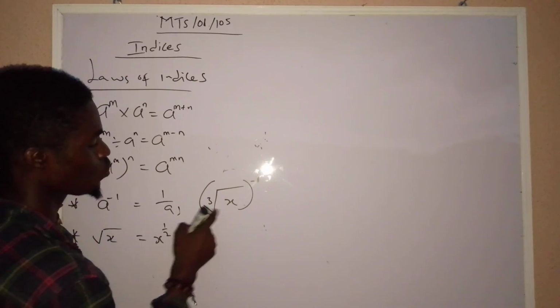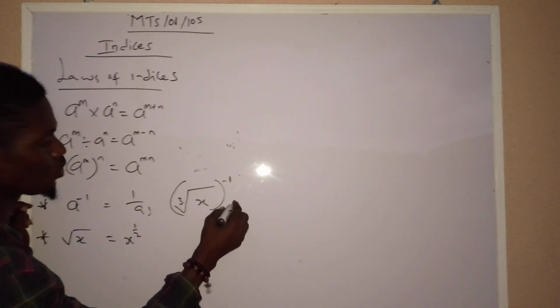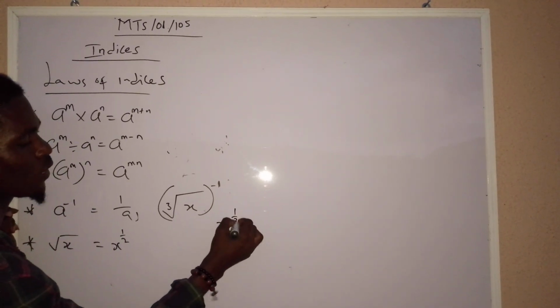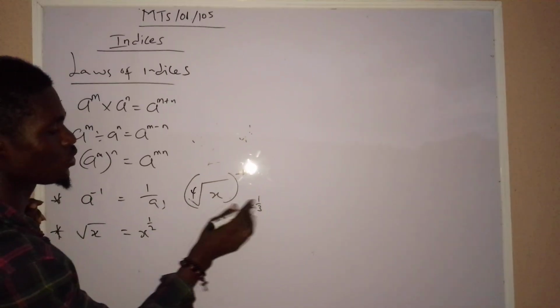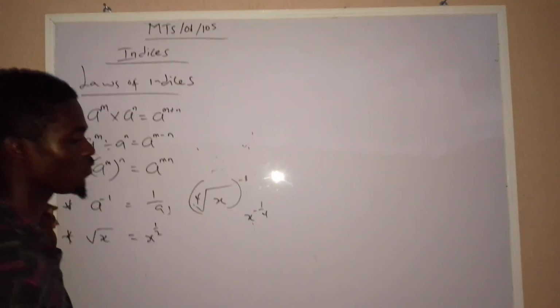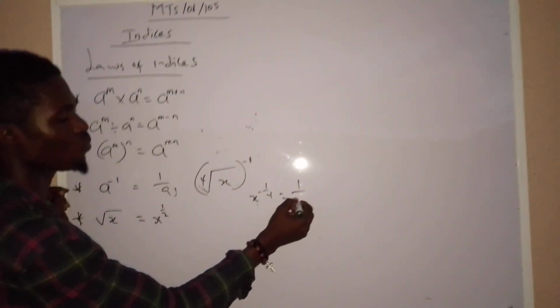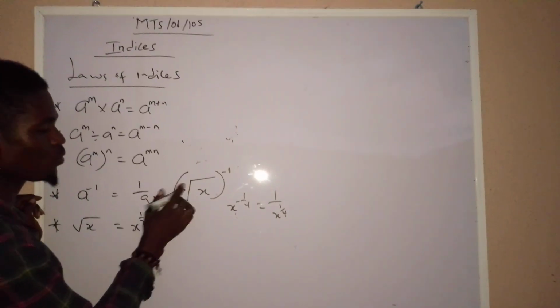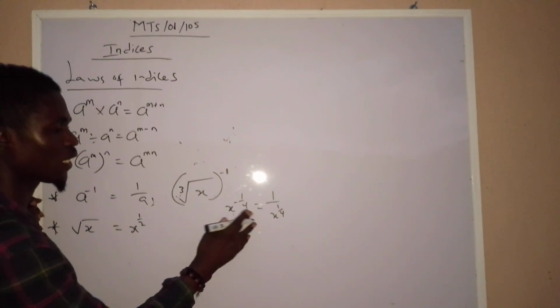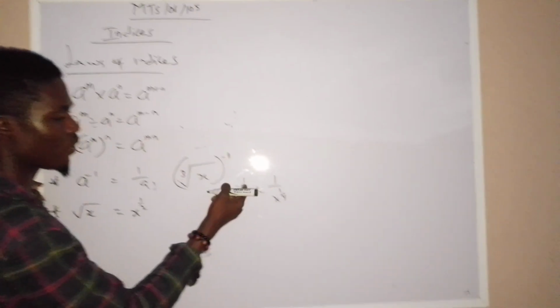So this one is going to be x raised to power minus 1 over 3 because of the negative that is here. What if I put 4 here? x raised to power minus 1 over 4, which is also the same thing as 1 over x raised to power 4. You understand? If I put 3 here, I'm just trying to test one so you can get it.